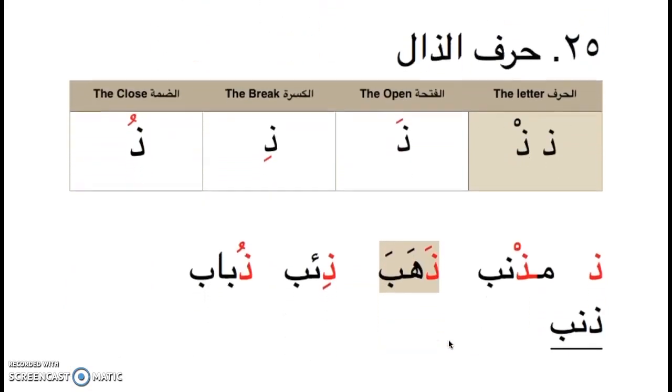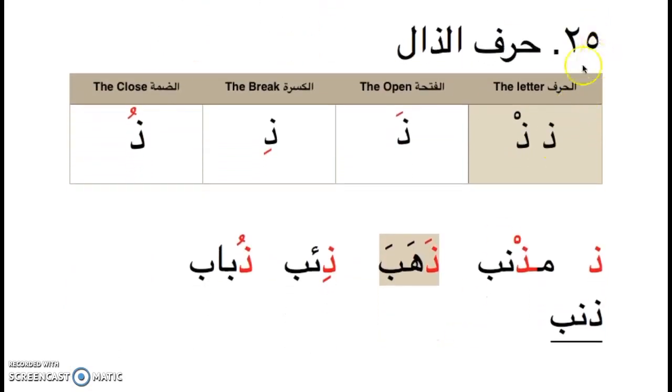And we're moving to number 25. Khamsa wa ishirin. 5 and 20. Harf al-dhal. Dhal, dhi, dhu. And we have words here. Mudhnib, dhahaba, dhib, dhubab. So mudhnib is guilty, and it comes from the root dhanb, which is offense, sin, misdeed, fault.